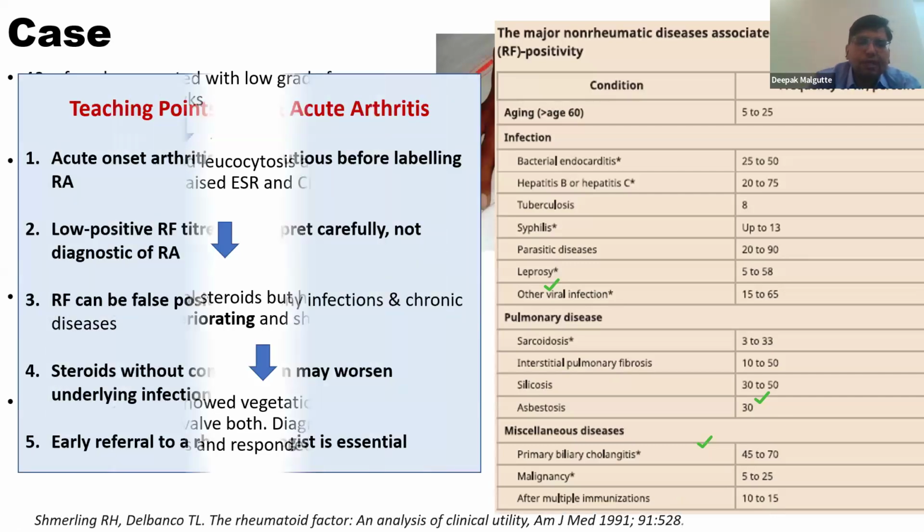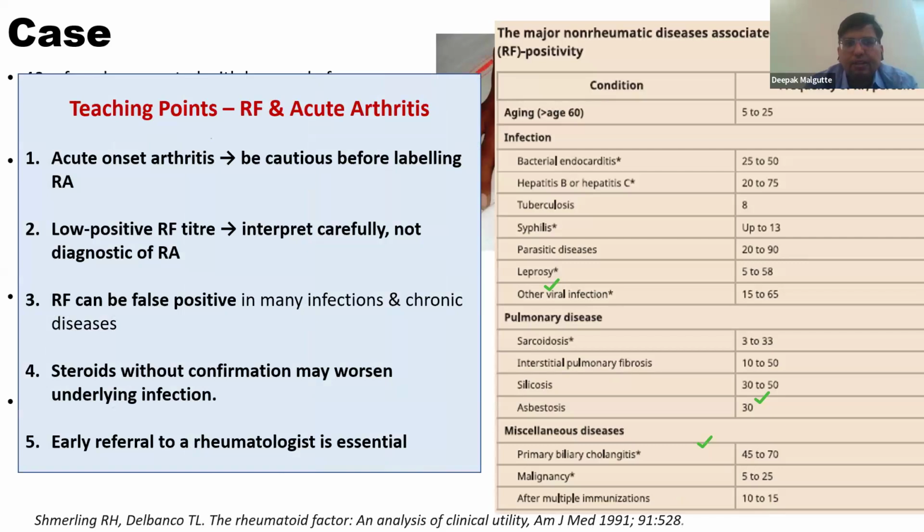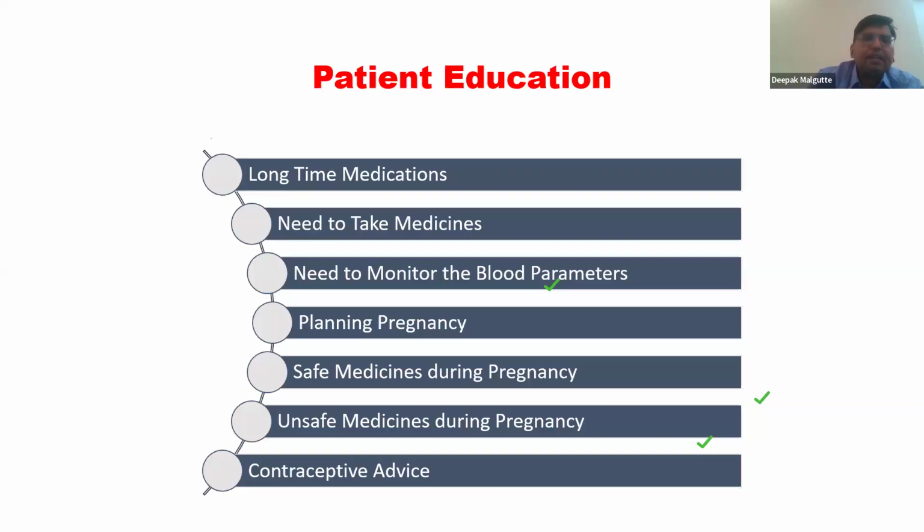So always remember that in rheumatoid arthritis, if you get an acute onset arthritis, it can be post-viral. It can be some infection or malignancy which is hidden inside, so do not base it directly on the RA factor or jump to the conclusion that the patient has rheumatoid arthritis, because missing these infections and starting steroid can worsen them.